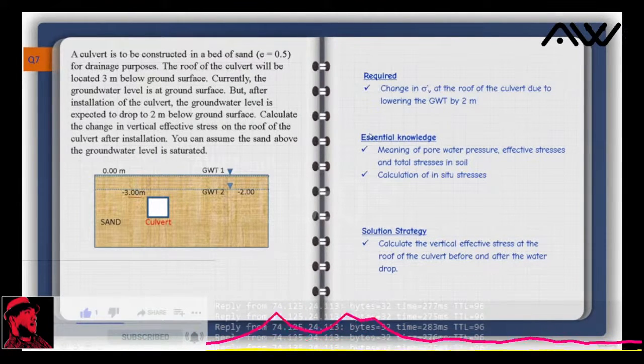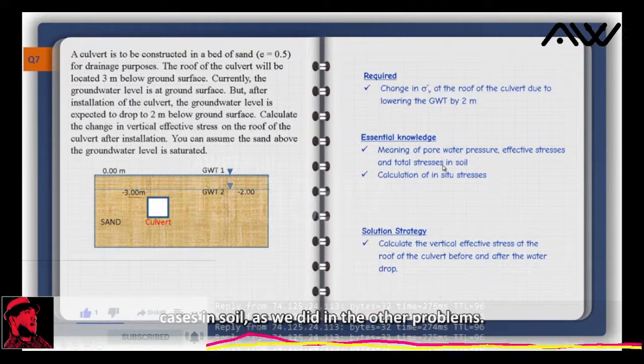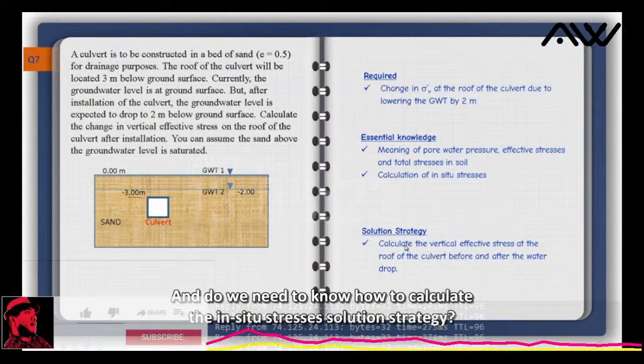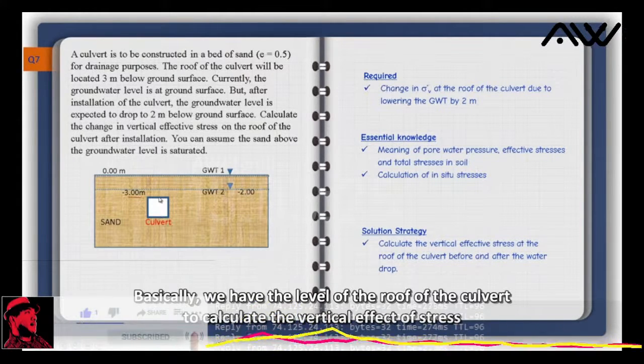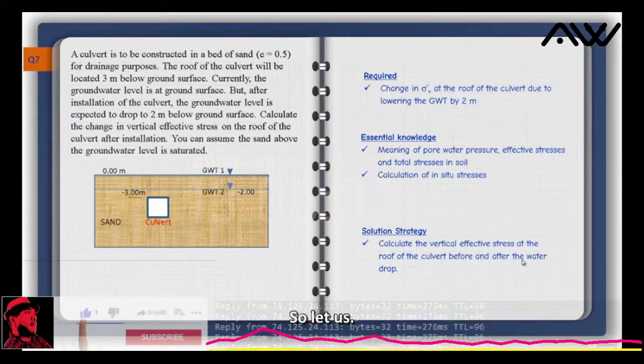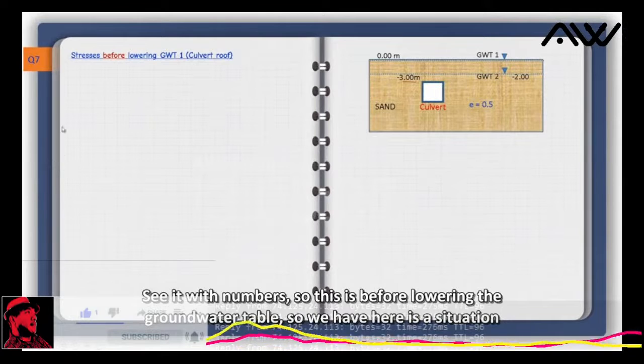So the essential knowledge we need is to understand the meaning of pore water pressure, effective stresses and total stresses in soil, as we did in the other problems, and we need to know how to calculate the in situ stresses. Solution strategy: basically we have the level of the roof of the culvert. We calculate the vertical effective stress at the roof of that culvert before and after the water drop. So let us see it with numbers.